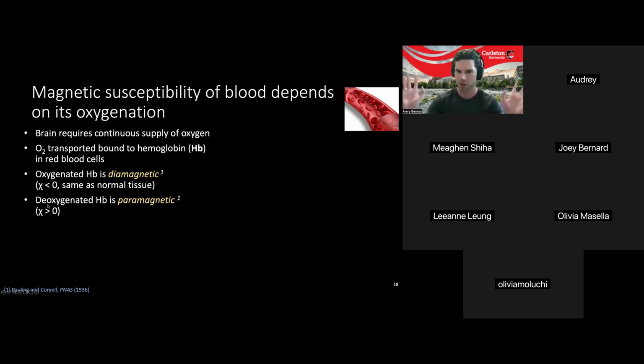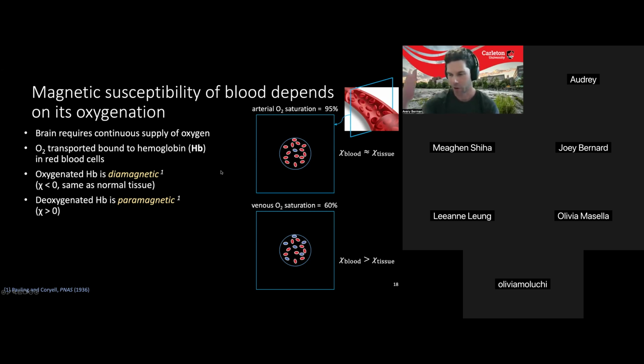So our blood, when it's oxygenated, has similar magnetic susceptibility as surrounding tissues. But when it releases that oxygen at the capillary bed, and then goes downstream into veins, deoxygenated hemoglobin becomes paramagnetic. So our chi, our magnetic susceptibility, is positive. If we consider a cross section through a blood vessel, in this top example we're looking at an artery where the oxygen saturation is, say, about 95%. In this case, the magnetic susceptibility of the blood within the vessel is about the same as the susceptibility of the surrounding tissue. And if we look at another example of venous oxygen, its saturation is roughly 60%. In this case, the extra deoxyhemoglobin makes our blood slightly paramagnetic relative to the surrounding tissue. So chi blood is greater than chi tissue.